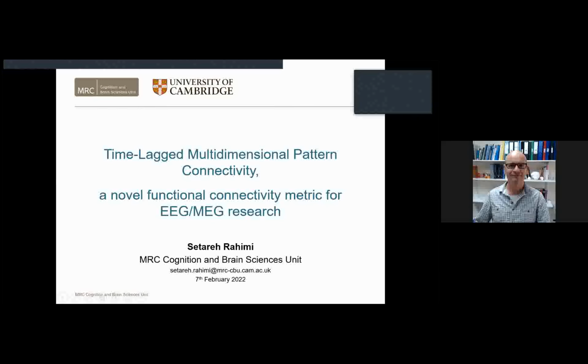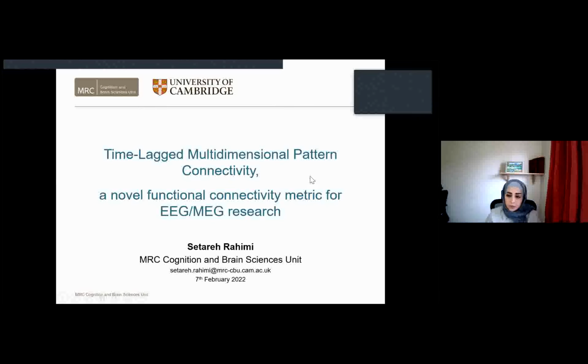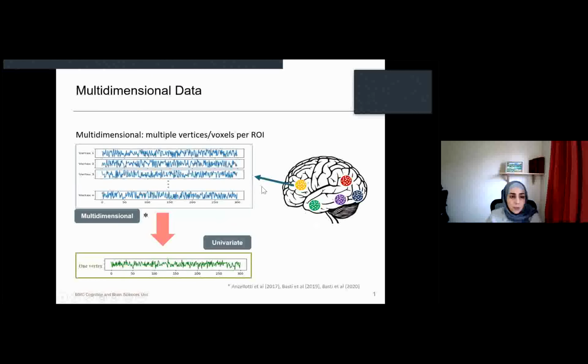Hi everyone. Today I'm going to talk about time lag multidimensional pattern connectivity, which is a novel functional connectivity metric for EEG and MEG applications. To start with, I'm going to define what I mean by multidimensional data.